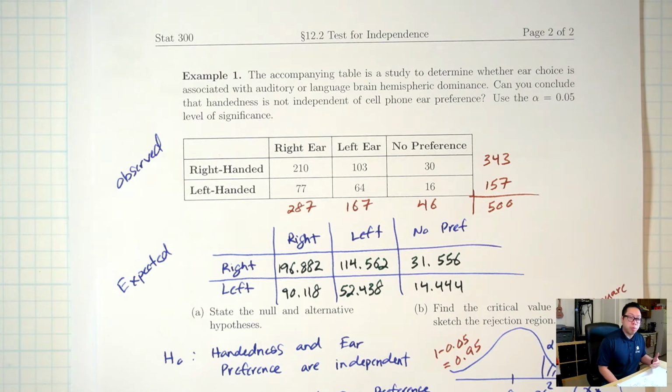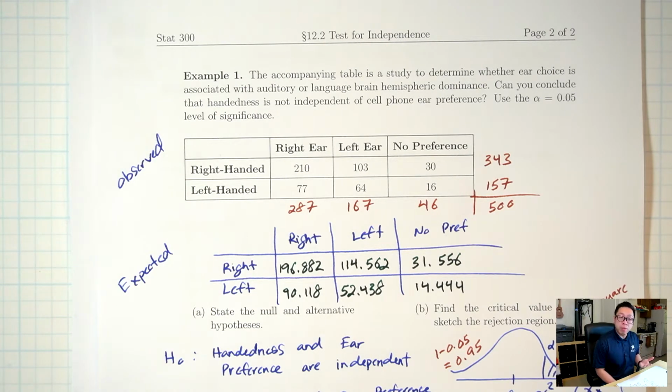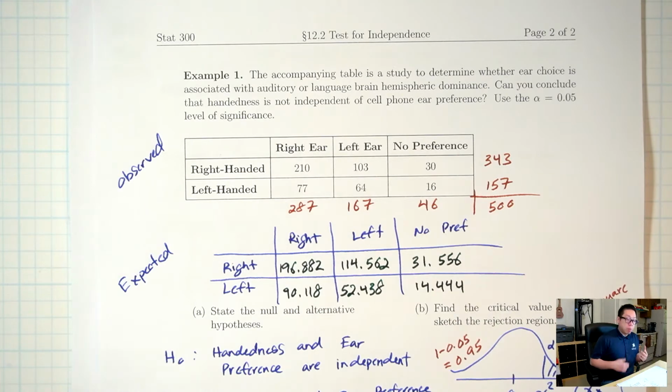If I ask you which hand is your dominant hand, you would answer with a word, either right or left. And if I ask you your cell phone ear preference, you would answer with a word: right, left, or no preference. So both of those are qualitative data. The test for independence is used to determine whether two qualitative data are related or not.